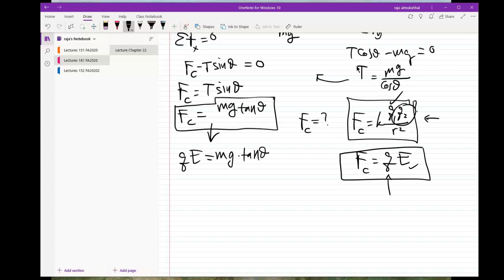Theta is given to me. Mass is given to me. The electric field is given to me. I'm done with the problem. So Q is equal to mg tan theta over E. So that will be simple.